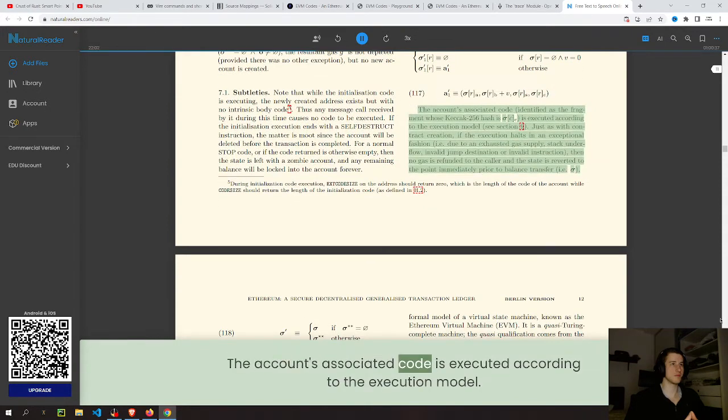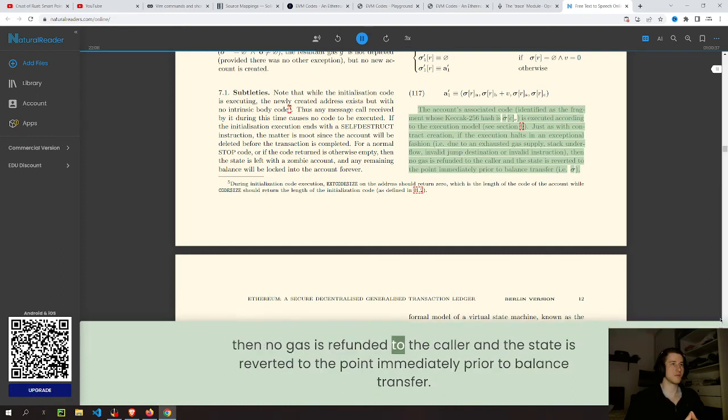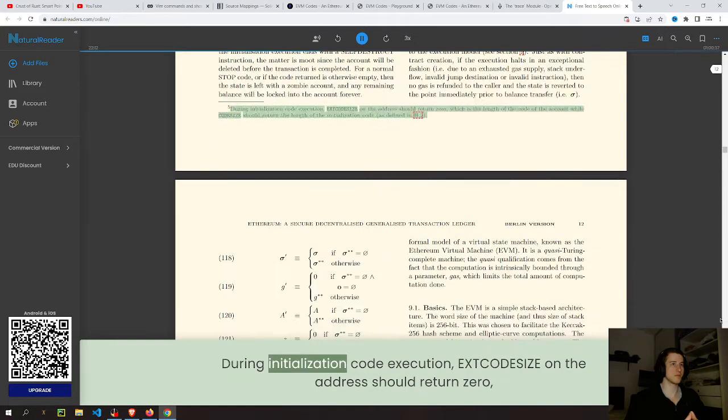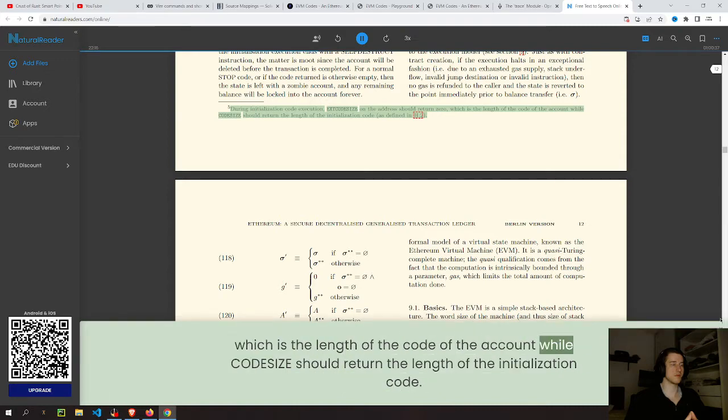The account's associated code is executed according to the execution model. Just as with contract creation, if the execution halts in an exceptional fashion, then no gas is refunded to the caller and the state is reverted to the point immediately prior to balance transfer. During initialization code execution, code size on the address should return 0, which is the length of the code of the account, while code size should return the length of the initialization code.